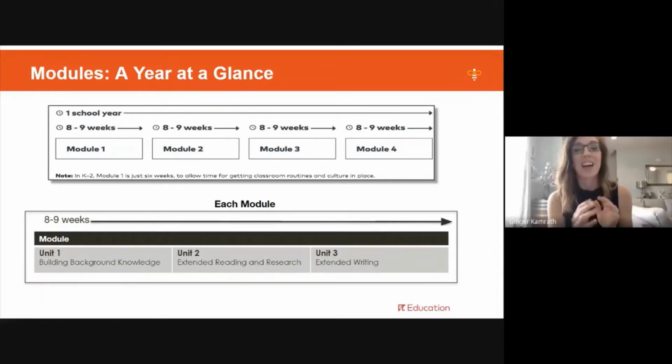Okay, great. So now we'll start talking about the structure of this curriculum and what it looks like on a yearly basis and a daily basis. In every grade, there are 4 modules per year. Again, that's K through 8, so you're keeping that consistency.